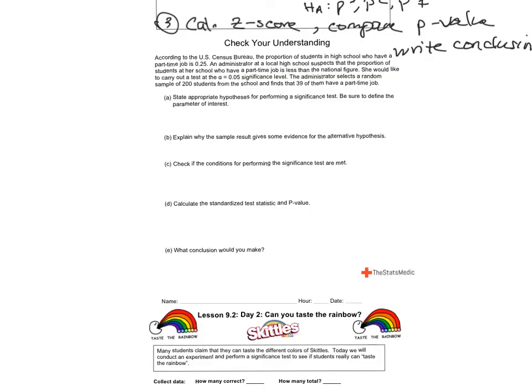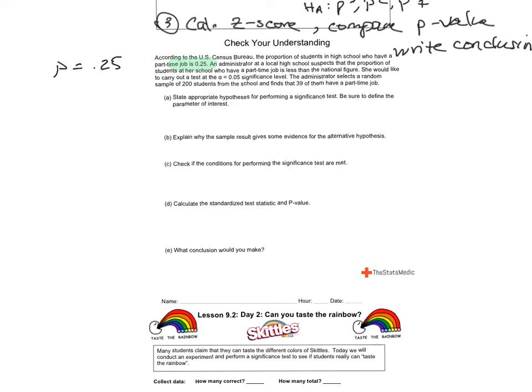Okay, so taking a look at our important information. According to the U.S. Census Bureau, the proportion of students in a high school who have part-time jobs is 0.25. So that, folks, is going to be our p. So that is p equals 0.25. That is the population parameter information.